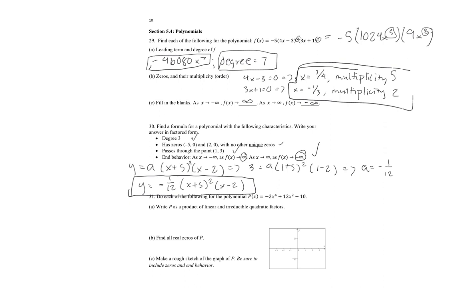Okay, so on number 31, we are given this polynomial, and we have to do some things with it. Part A asks us to write P as a product of linear and irreducible quadratic factors. So linear just means we can't have x cubed or x squared being multiplied with each other. Let's try and simplify this polynomial as best as we can.